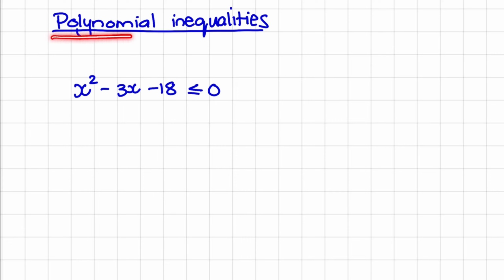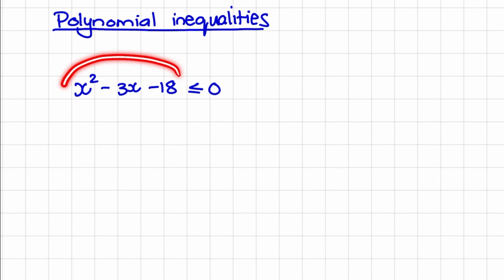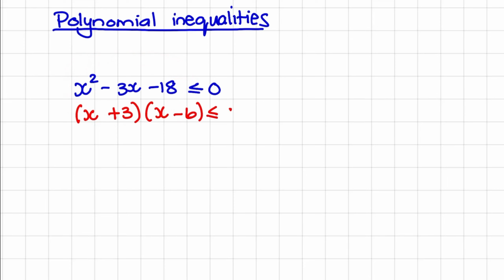This is our first example on polynomial inequalities, and in this video we'll solve the inequality of x squared minus 3x minus 18 smaller or equal to 0. Now you would notice that this is a trinomial and that we can factorize this trinomial. So we have x plus 3 in one bracket and x minus 6 in another bracket.